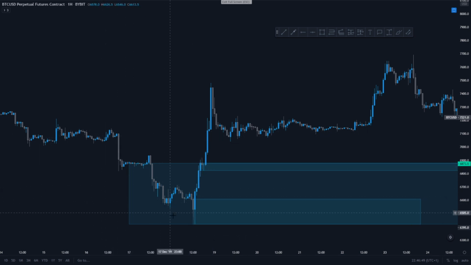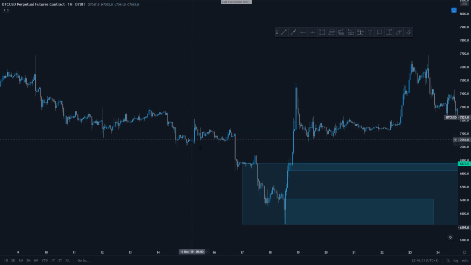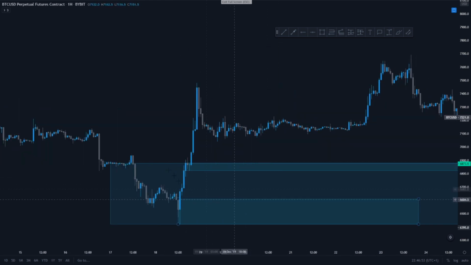So here we see that we had a lot of selling going on, a lot of sell orders entered the market. So the whales had enough sell orders, enough liquidity to fill their orders, so they made the price rally, and then they filled more orders, forming this demand zone. So this is a strong zone, and this is also a strong zone.